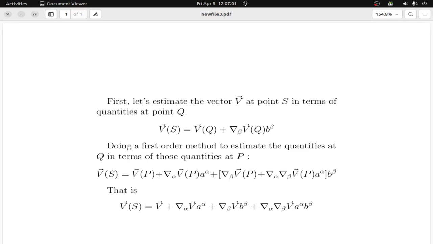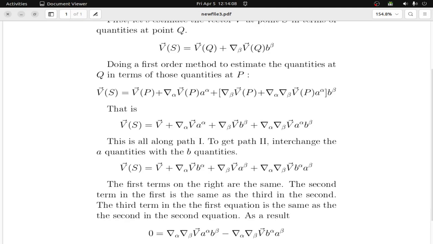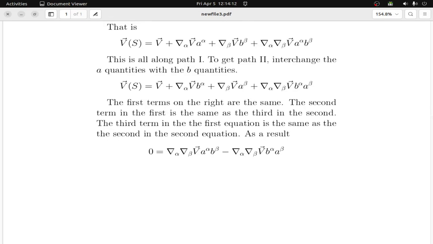To get what happens on the second path, I'm simply going to interchange the A and the B quantities to change the order in traveling from P to Q and then to S, as opposed to traveling from P to R and then to S. Some terms are the same in the two equations. If I subtract the results that I got from one path from the other, I find out that 0 has to be delta alpha, delta beta, v, a alpha, b beta, minus delta alpha, delta beta, v, b alpha, a beta. This needs to be true for all possible choices of vector v in whatever space we're working in.